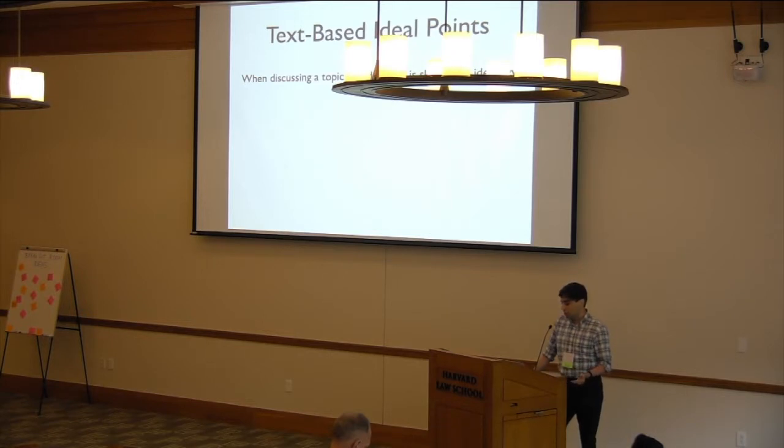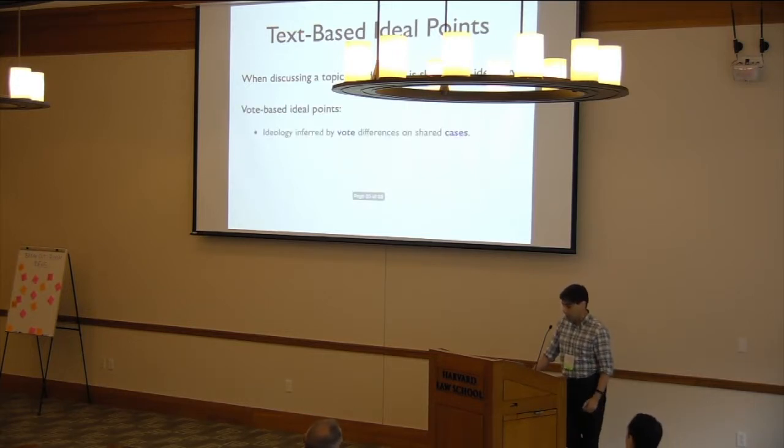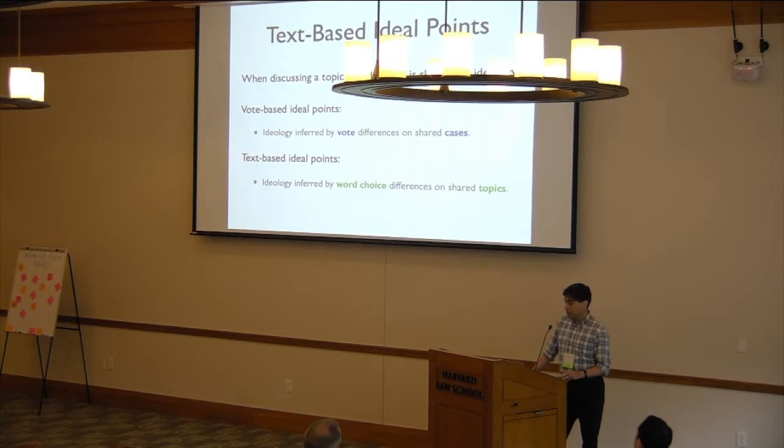To give some intuition for our method, we noticed that when discussing a topic, word choice is skewed by ideology. Take abortion. On abortion, there are words that everyone uses, regardless of ideology, like pregnancy and abortion. Then there are words that are co-opted by different sides, like life and choice. We can think of the words that each person uses on a shared topic as a sort of vote. They're not voting on bills, they're voting by using different words when discussing the same topic. So for vote-based ideal points, we infer ideology by vote differences on shared cases, but for text-based ideal points, we infer ideologies by word choice differences on shared topics.